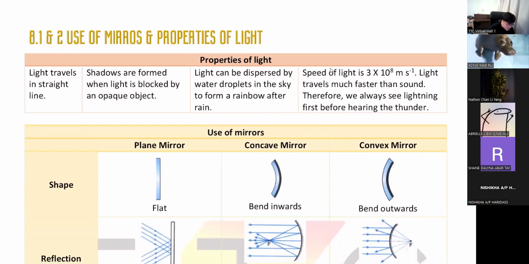Right, so let's look at the properties of light. This one you need to know. This is common sense. Light travels in a straight line. Light doesn't bend, it doesn't curve. They are blocked by opaque objects. They cannot go through opaque objects. What is opaque? Opaque is like a wall. Light cannot penetrate through a wall.